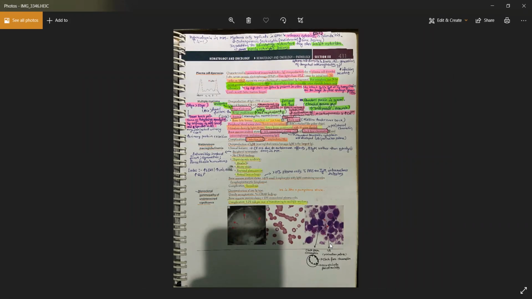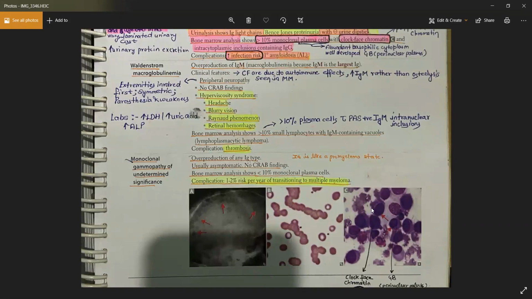No, thank you. So remember these cells: the eccentrically placed nucleus at the periphery, and in the cytoplasm you will have this pale region, which means a Golgi body will be there. Sometimes you can even see inclusions in the cells, either IgG inclusions or IgM inclusions.